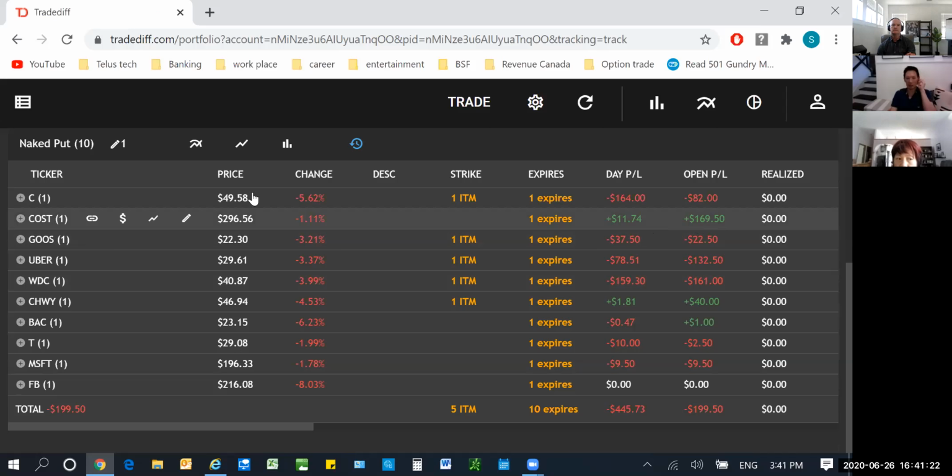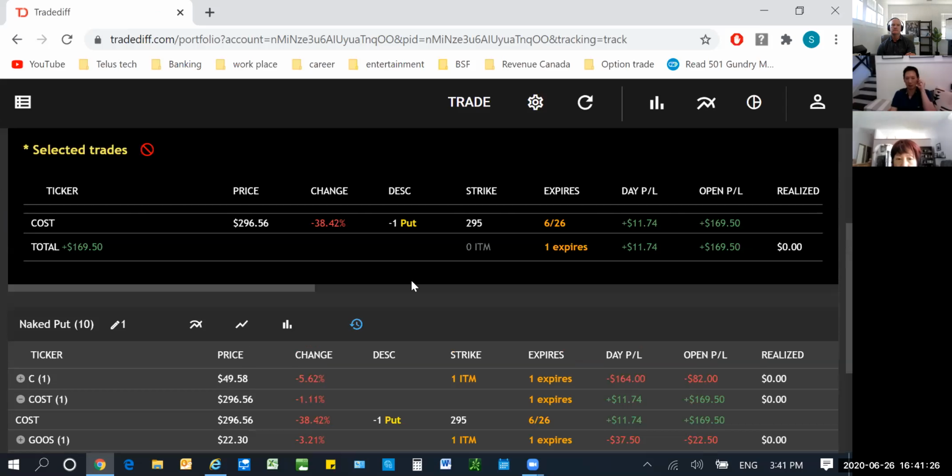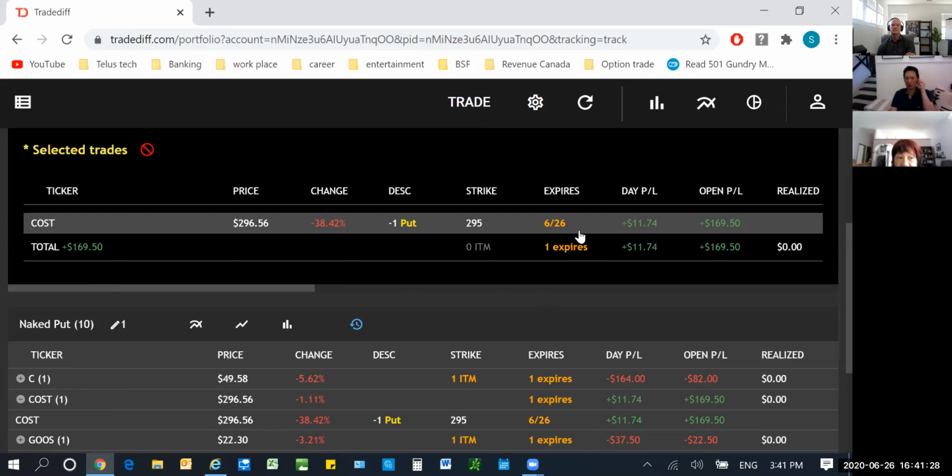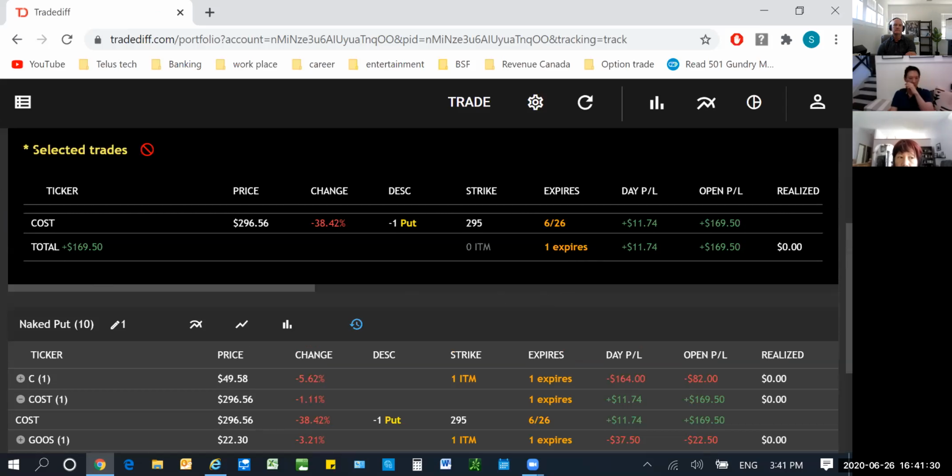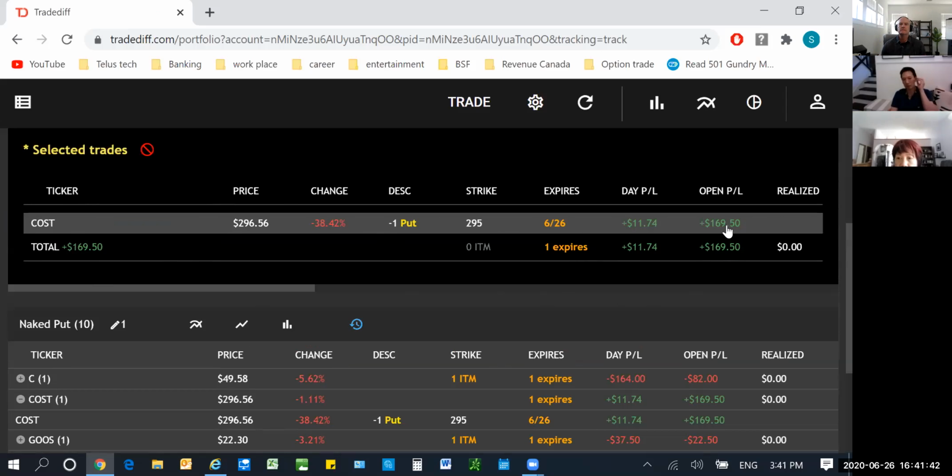Yeah. Let's see what is expired in Costco. Costco expired today. And it's above the strike. Your strike is 295. The stock's 296. That's why you made the complete 100% of the credit. Oh, 100% right here, right? Well, you always make 100% if it closes above your strike price on expiration.